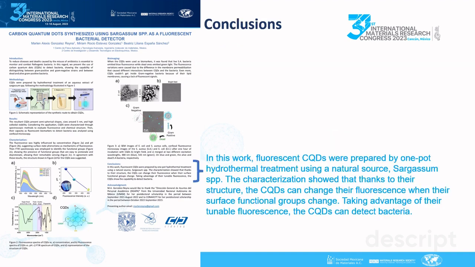As conclusion, in this work, fluorescent carbon quantum dots were prepared by hydrothermal treatment using Sargassum spp. The carbon quantum dots present semispherical shapes with diameters around 5 nanometers. Thanks to their structure, the carbon quantum dots present a tunable fluorescence that varies when their surface functional groups change. Therefore, when the carbon quantum dots interact with the membrane of the bacteria, they change the surface state, activating or deactivating different surface functional groups, causing a shifted emission in the bacteria, allowing their use as bacterial detectors.